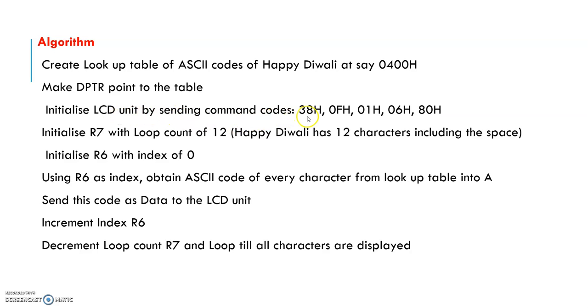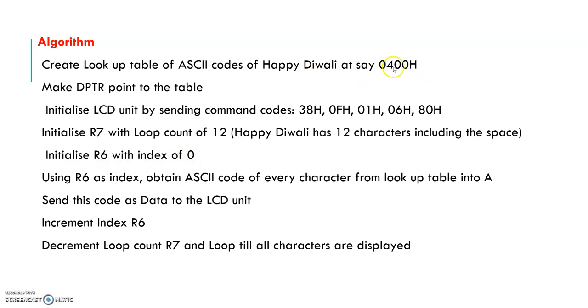Initialize the LCD by sending the commands 38 hex, 0F, 01, 06 and 80. Those are the commands that we discussed earlier. Initialize R7 with loop count 12, because Happy Diwali contains 12 characters, including the space. So we set the loop count as 12 and initialize R6 with index 0. We need to take the data from the lookup table by indexed mode, and for indexed mode we need an index.